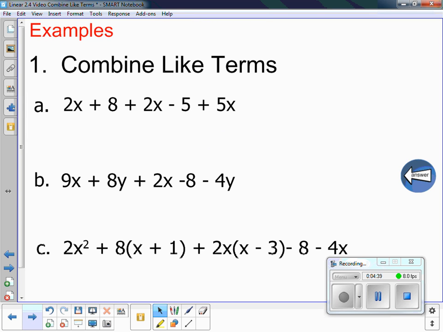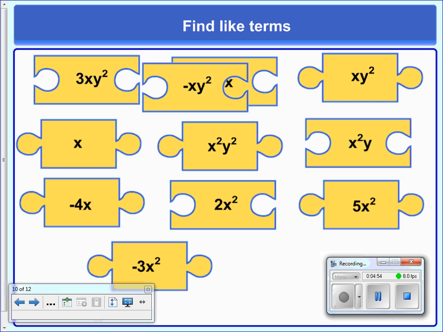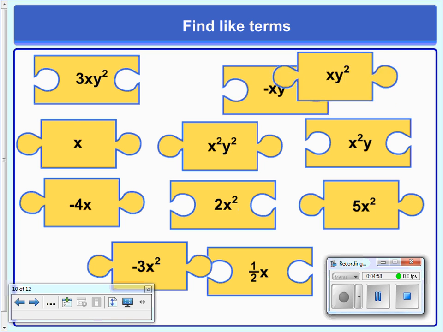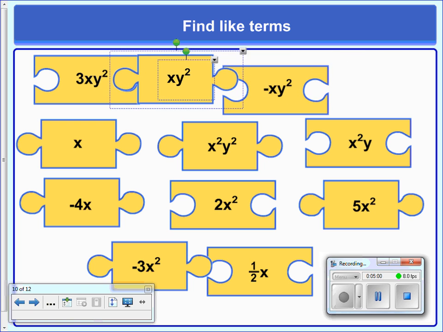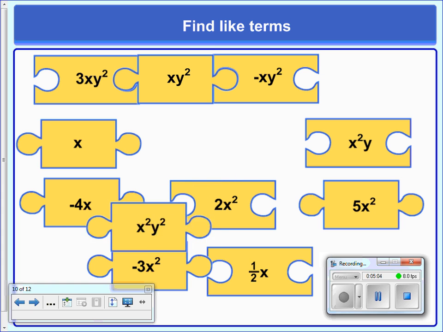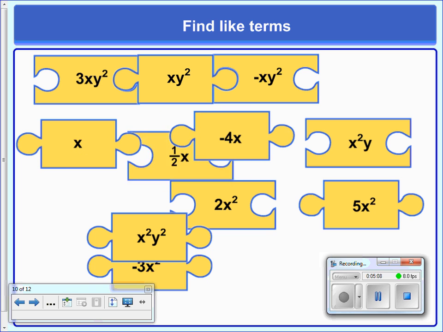So here we've got 3 expressions, and we're going to combine these like terms. So we have 3xy squared. So do I see another? Oh, here's another xy squared. Let's see. Oh, and here's an xy squared. So those all go together. Then we have an x, and here's another x, and here's another x.